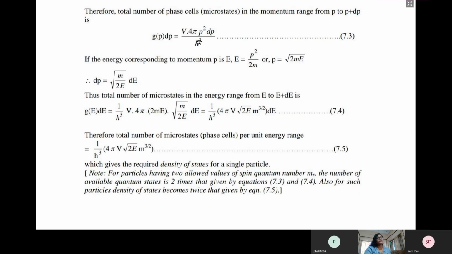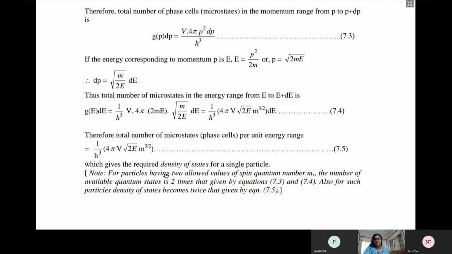The total number of phase cells in three dimensions from momentum range p to p plus dp is g(p) dp equals V into 4 pi p square dp divided by h cube, where V is the macroscopic volume of the system. Now the total number of microstates per unit energy range, writing p in terms of E, becomes 1 by h cube into 4 pi V root 2 m to the power 3 by 2 into root E.